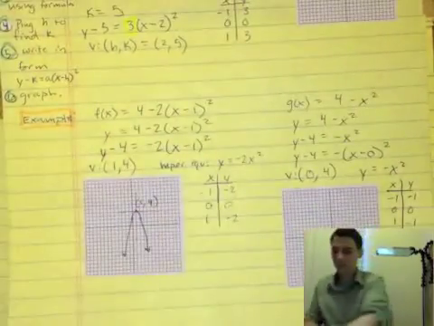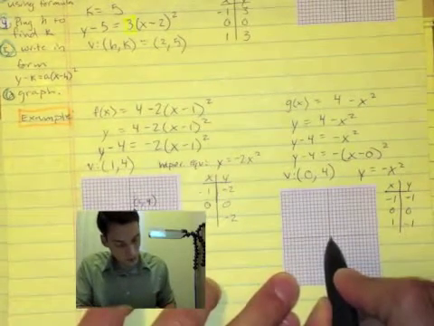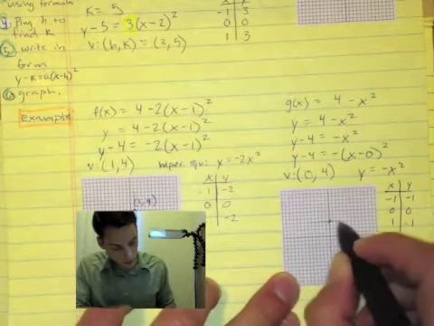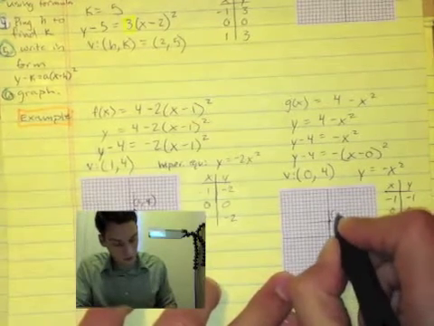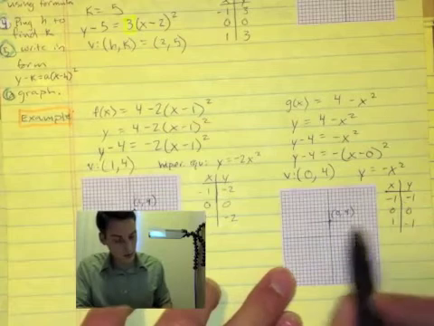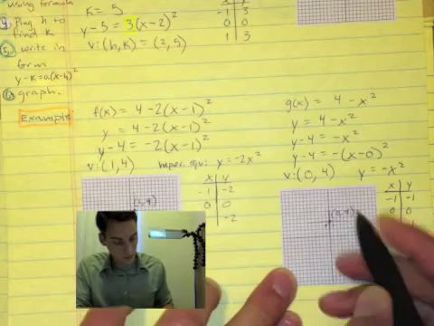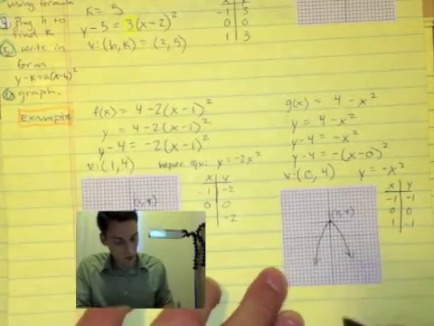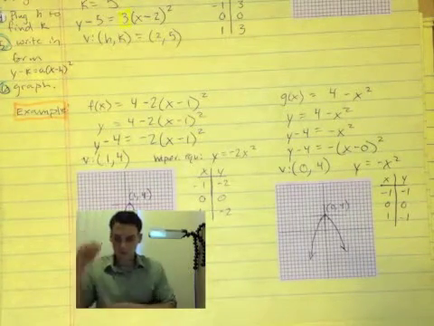So I'm going to glue in another graph. Alright, first plot the vertex, 0, 4, 1, 2, 3, 4. New axes. A was negative, so it's going to open down, so I'm going to label this 0, 4 on top. -1, -1. This one's kind of easy. Bada bing, bada boom.